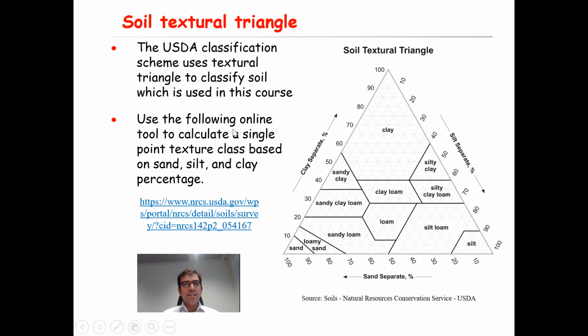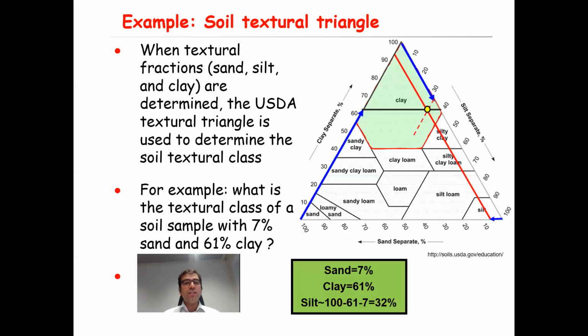Also, there is a very useful online tool, and I put the link here, that you can use to work with this triangle and calculate the texture of the soil based on the different fractions of silt, sand, and clay. It's very easy to use, so you may want to try that. As mentioned, when the textural fractions of sand, silt, and clay are determined, then the USDA texture triangle is used to determine the soil texture class. So let's solve an example.